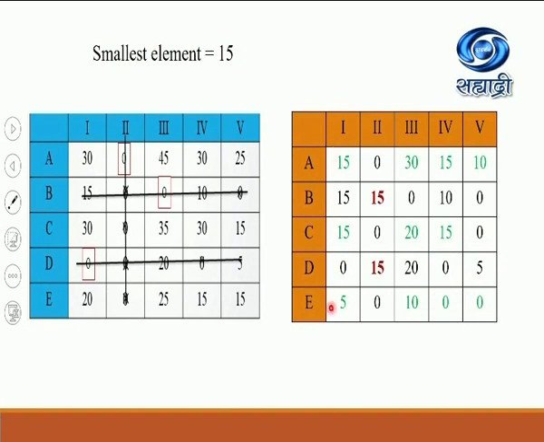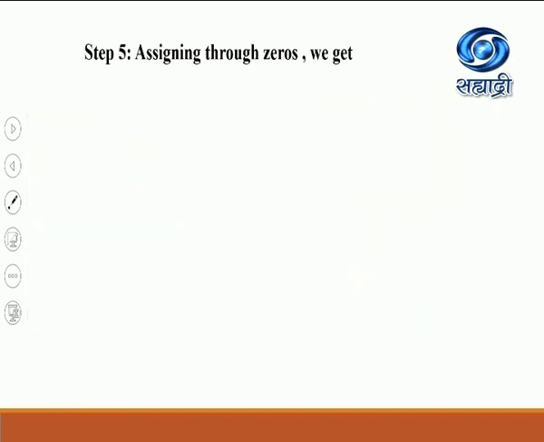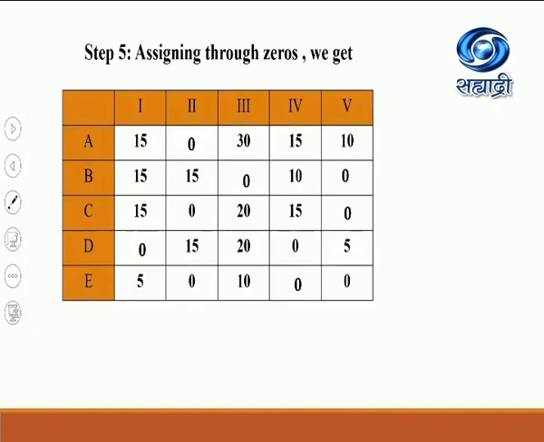So the green ones which are marked have been changed after subtracting. The black ones are kept as it is because they are not changed, and the red ones are done after adding it. So this is just for your reference, so you know what has happened exactly. Now in the next step, assigning through zeros, we get.